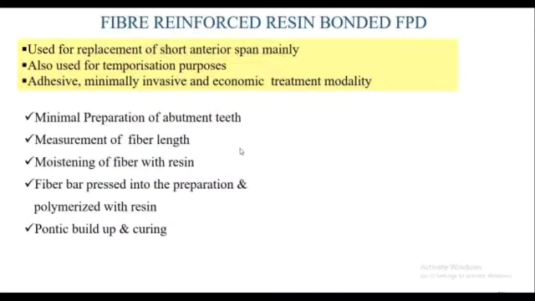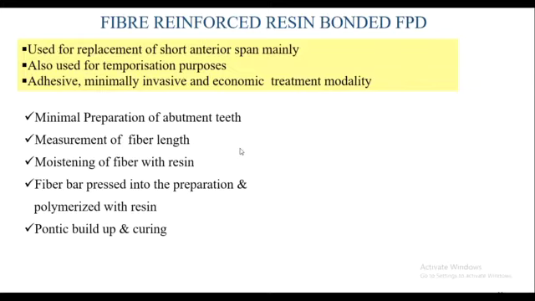Now, this figure shows the partial bonded restorations, which are bonded using the adhesive resins as well. Then coming on to the fiber reinforced resin bonded, which is used for the replacement of a shorter anterior span, and is also used for temporization purposes. So now, whenever we talk about the minimal preparation of the abutment and measurement of the fiber length, you need to check the fiber length.